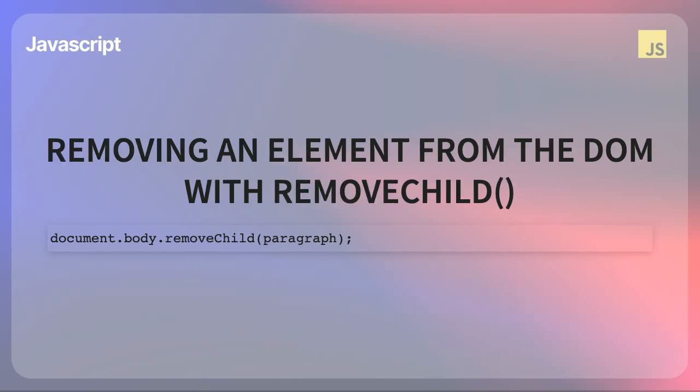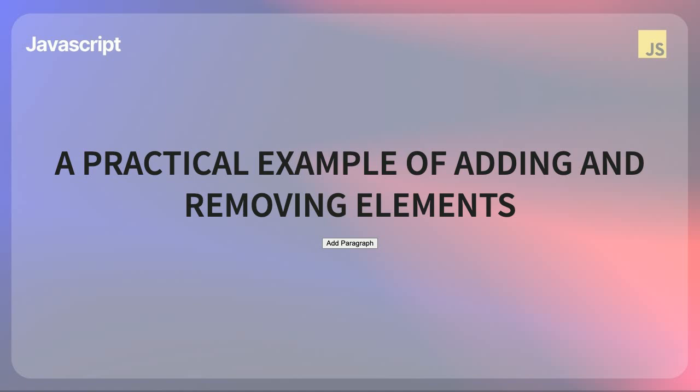To remove an element from the DOM, we'll use the removeChild method. This method takes one argument, the element we want to remove. Let's see an example of adding and removing elements in a real-world scenario. We'll create a button that adds a new paragraph to the page when clicked.